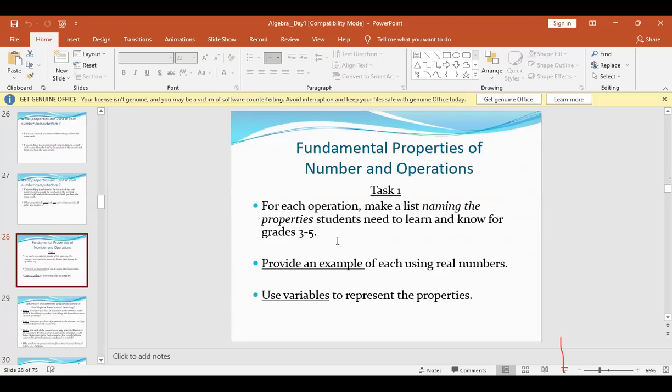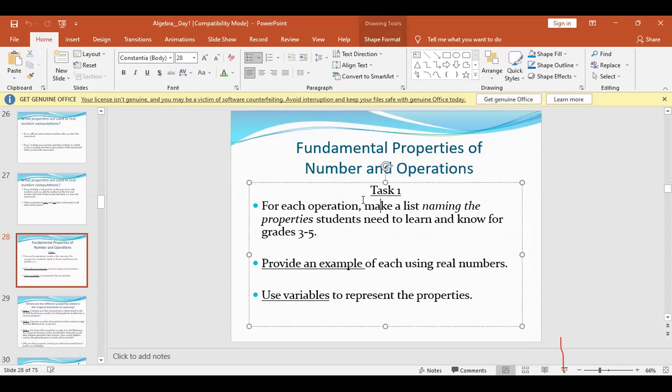For your assignment, number 3, for each operation, make a list naming the properties students need to learn from grades 3 to 5. Provide examples of each using real numbers and use variables to represent each property. So hopefully magagawa nyo ito ha.